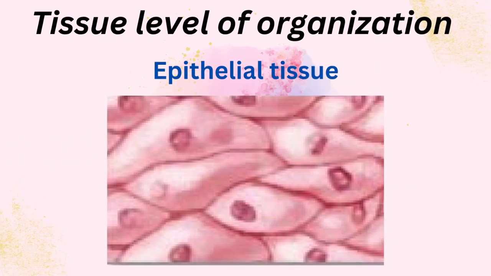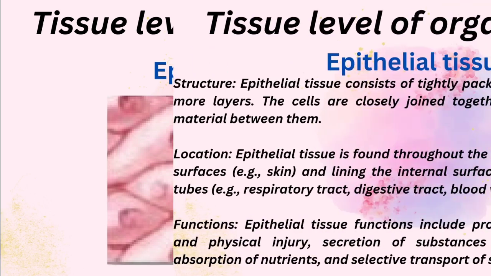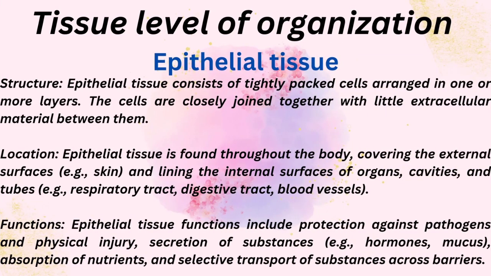Now this is the diagram for epithelial tissue. Let us study about epithelial tissue in detail. First of all, structure of epithelial tissue. Epithelial tissue consists of tightly packed cells arranged in one or more layers. The cells are closely joined together with little extracellular material between them.